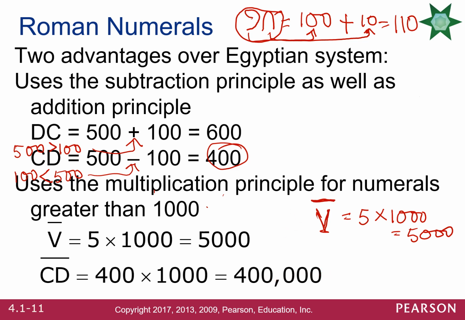So keep in mind that, to summarize, the Roman number system provides for three operations here in a limited way: the addition principle, the subtraction principle, as well as the multiplication principle. And that is an advantage, so to speak, over the Egyptian system.